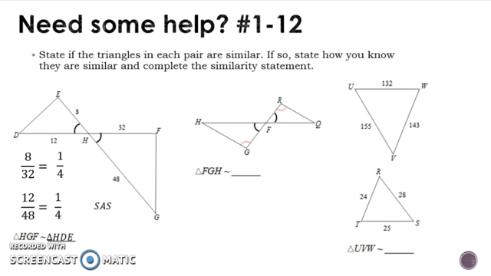The second one, we have a pair of vertical angles. So we have two pairs of angles, so they are similar by angle, angle. The last one, we're checking the ratios of the sides. The smallest ones are 24 and 132. So 24 over 132. That becomes 2/11. And then 25 over 143. And that doesn't simplify. So these aren't the same. So it's just not similar.